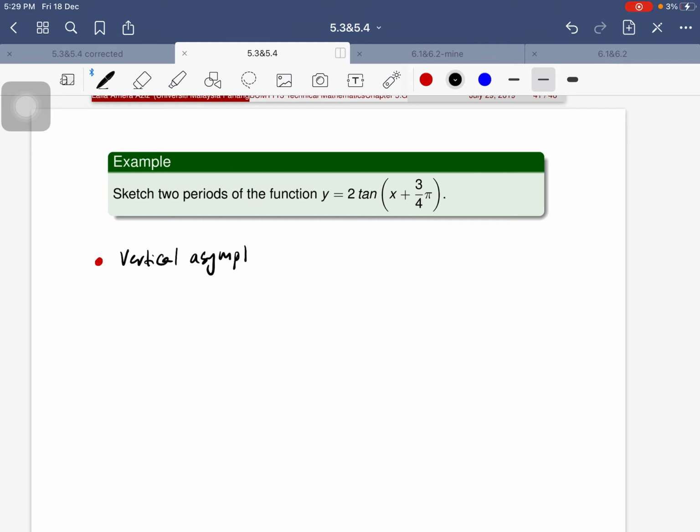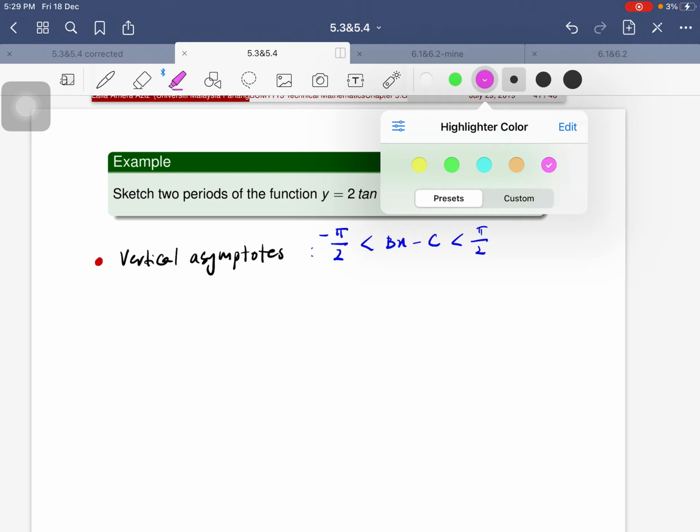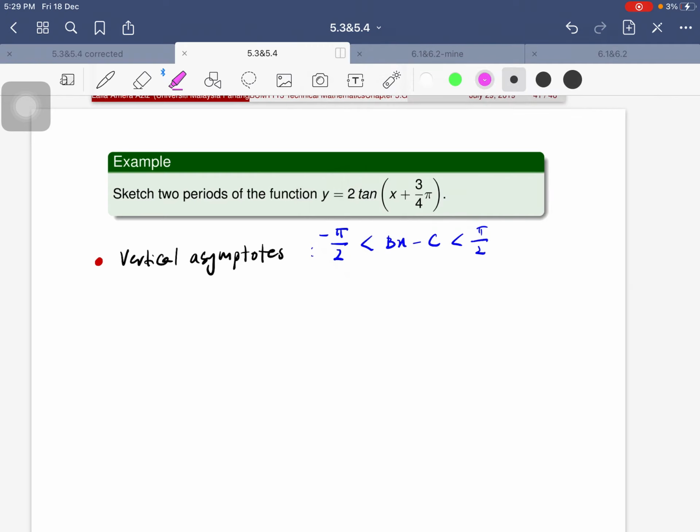So this is us doing the calculation on how to find the vertical asymptotes. According to the formula, it's going to be negative pi over 2, and then I'm going to have to put bx minus c in between, and also pi over 2. So what is going to be our bx minus c for this case? It's whatever goes in the bracket after the tangent. So that's your bx minus c. Now let me put them together.